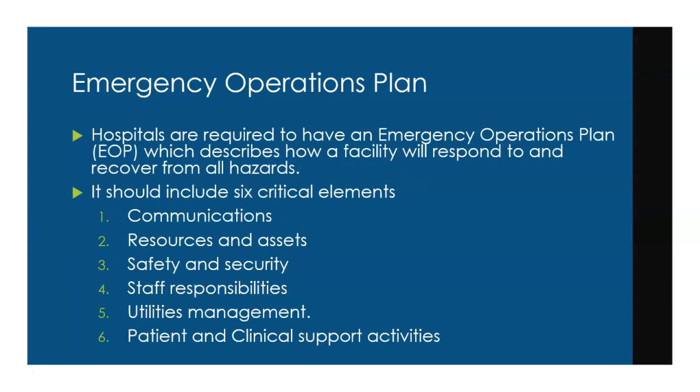So emergency operations plans are required by many standards and laws. These are the 6 critical elements that should be part of an emergency operations plan. So we should have communications, resources and assets, safety and security, staff and responsibilities, utilities management, and patient and clinical support activities. Now, we do realize that facilities are larger and more complex. So these are the 6 that you should have at a minimum. And we realize that you can have more depending on your facility and how big it is and what your operations are.